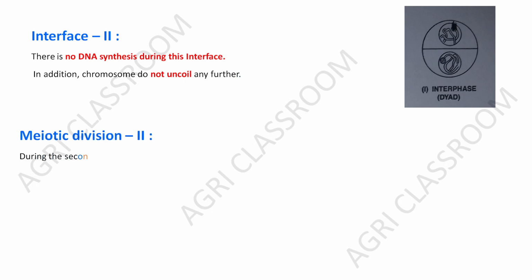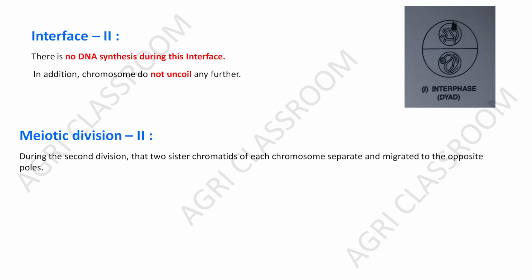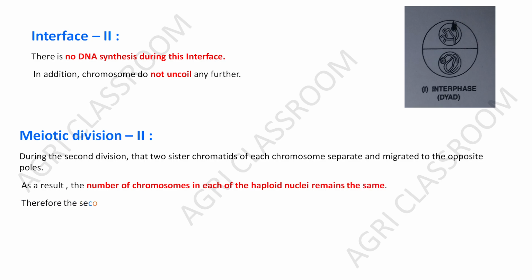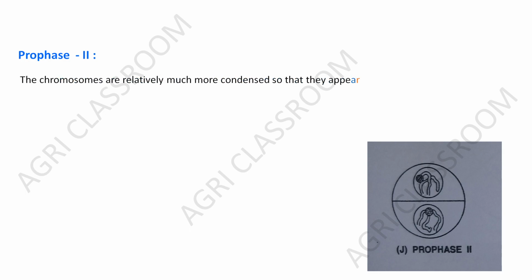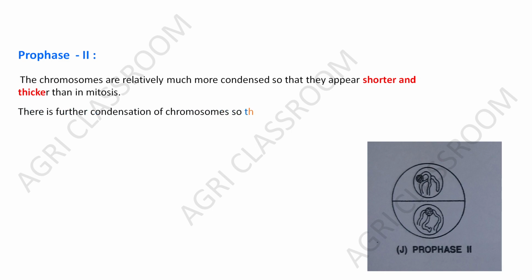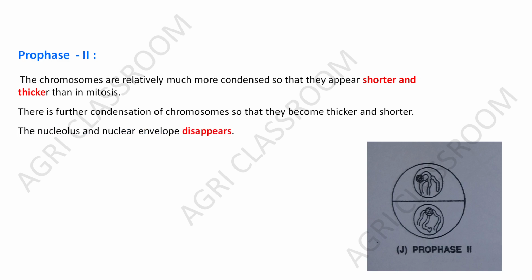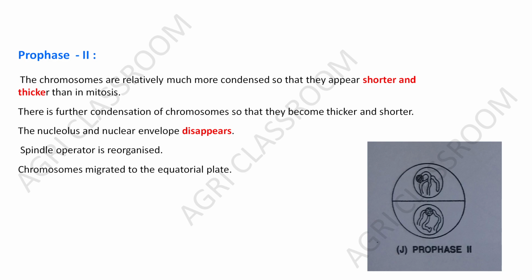Second meiotic division. During the second division, the two sister chromatids of each chromosome separate and migrate to the opposite poles. As a result, the number of chromosomes in each of the haploid nuclei remains the same. Therefore, the second division is referred to as equational division. Second prophase. The chromosomes are relatively much more condensed, so that they appear shorter and thicker than in mitosis. The nucleolus and nuclear envelope disappear. The spindle apparatus is reorganized. Chromosomes migrate to the equatorial plate.